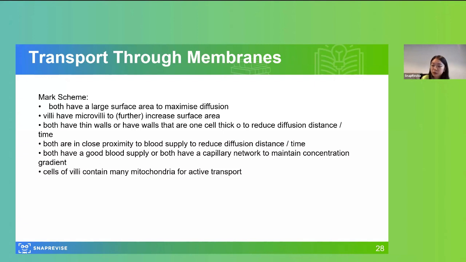Something that I feel like is also good to note, that they don't mention within diffusion, that applies specifically to alveoli and villi, so our biological structures: they have very good blood supply, or I would like to say capillary network. So they have a very good capillary network allowing them to maintain a very good concentration gradient. An extra bit of information that is actually good for application in biology is that villi have a lot of mitochondria. Because they have a lot of mitochondria, that allows them to have a lot of energy. So for active transport. So that's transport through membranes.